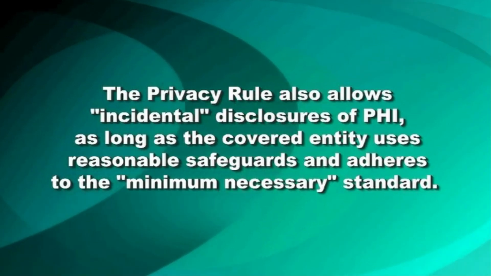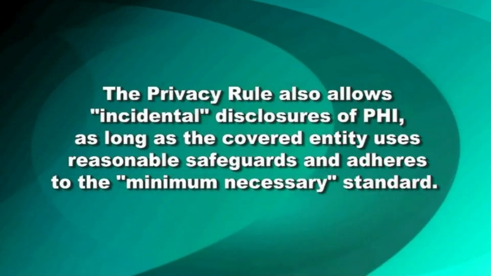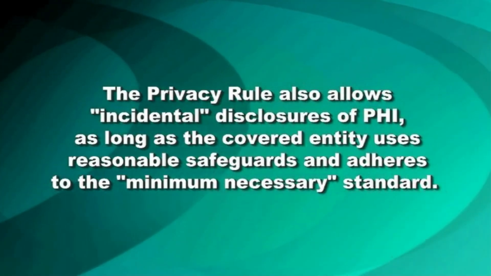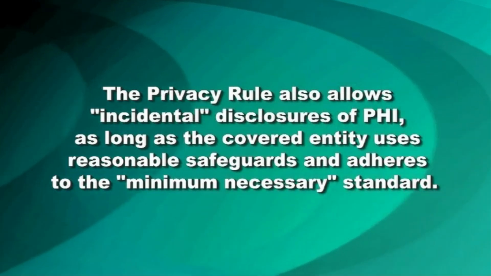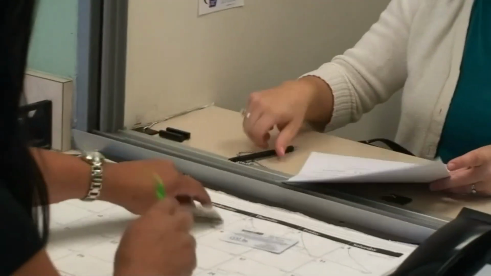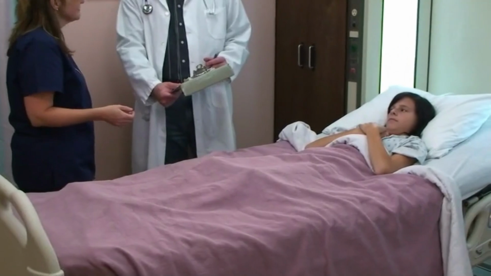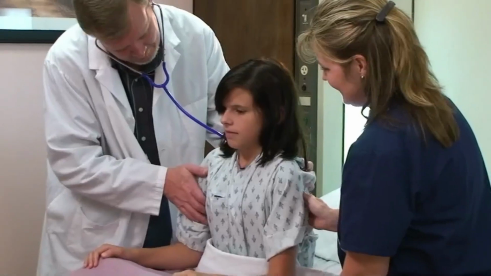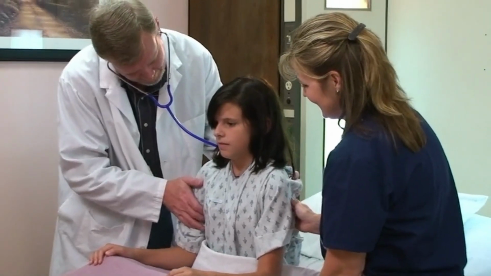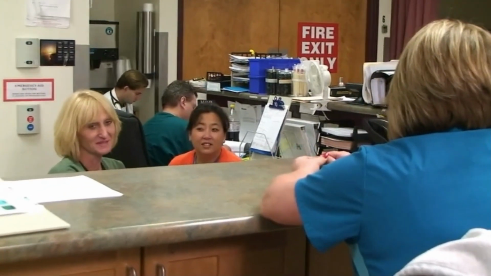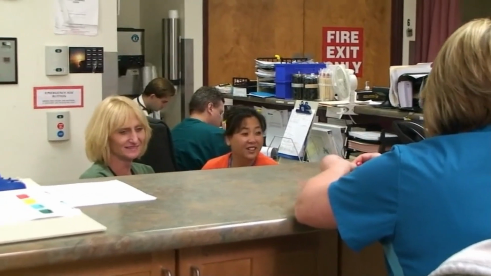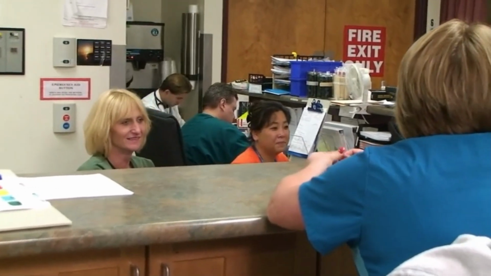The privacy rule also allows incidental disclosures of PHI as long as the covered entity uses reasonable safeguards and adheres to minimum necessary standards. For example, doctors' offices may use waiting room sign-in sheets. Hospitals may keep charts at bedsides. Doctors may talk to patients in semi-private rooms, and medical staff may confer at the nurse's station without violating the privacy rule, as long as reasonable safeguards are followed.